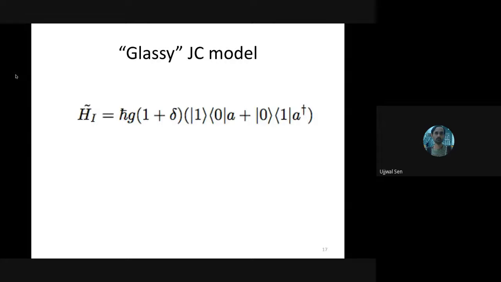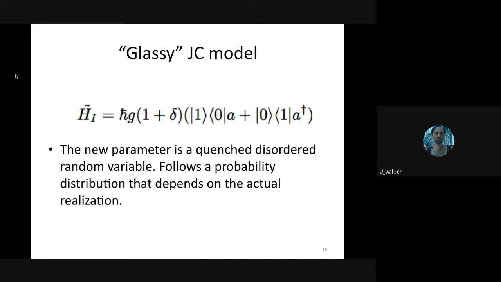So this is our glassy Jaynes-Cummings model. It's the same model, if you notice, as the one that we had before, except for this factor 1 plus delta. This delta is a random variable. It's a quenched disordered random variable. It will follow a certain probability distribution that depends on the actual realization in the laboratory. Let us begin. Everybody begins with Gaussian distributions. So I also began with that.